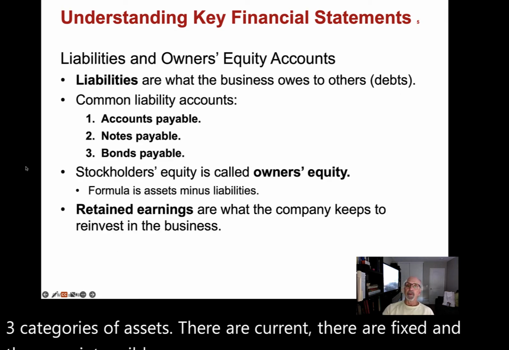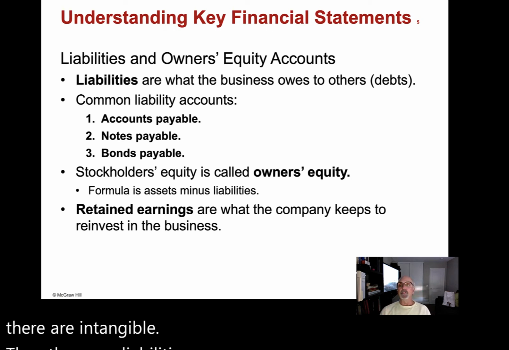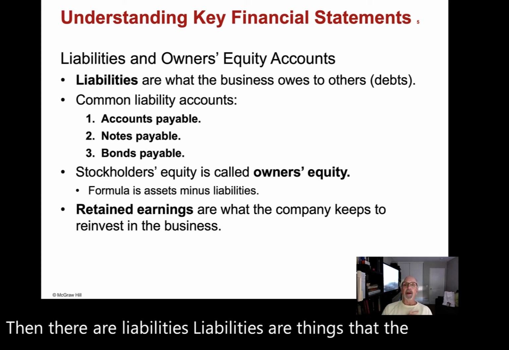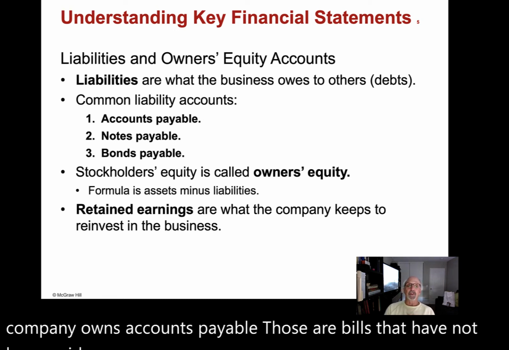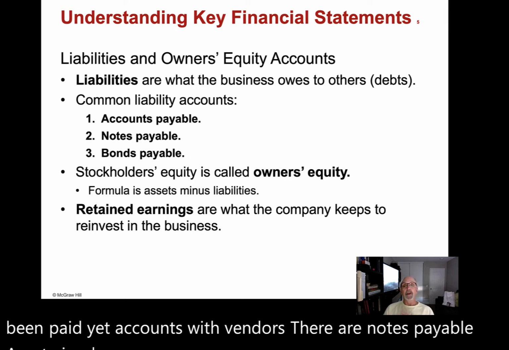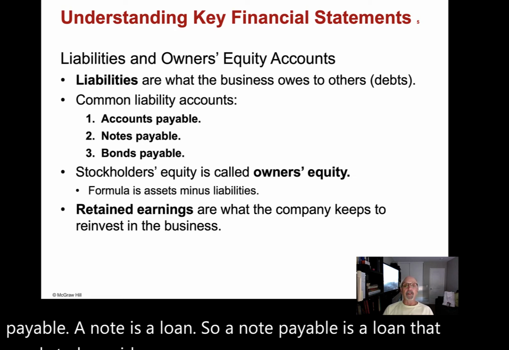Then there are liabilities. Liabilities are things that the company owes. Accounts payable. Those are bills that have not been paid yet. Accounts with vendors. There are notes payable. A note is a loan, so a note payable is a loan that needs to be paid. And then there are bonds payable.